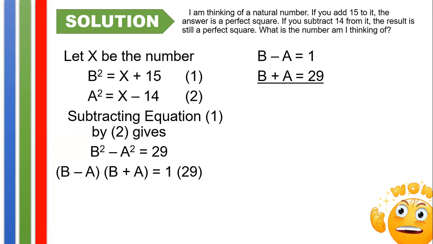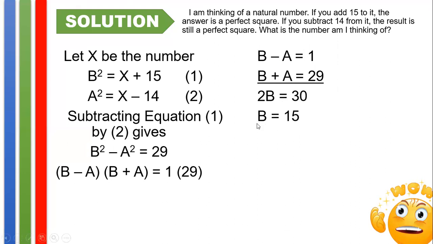We could perform elimination by adding both sides. That way, we will eliminate a. So if you have b plus b, that's 2b. Negative a plus a is 0, so we will not write anything here, equals 1 plus 29, which is 30. And in 2b equals 30, dividing both sides by 2, we get the value of b, which is 15.